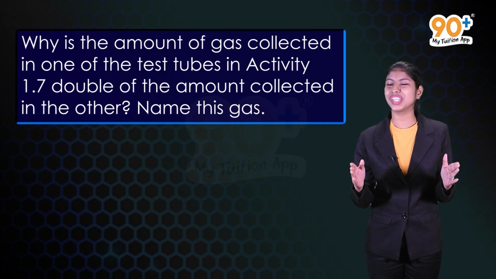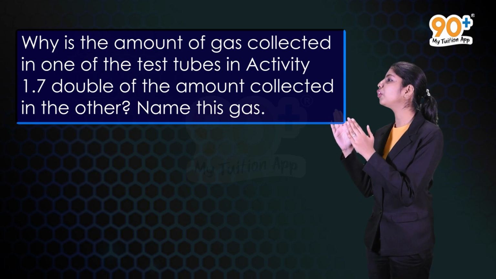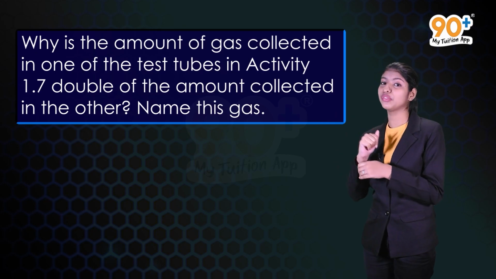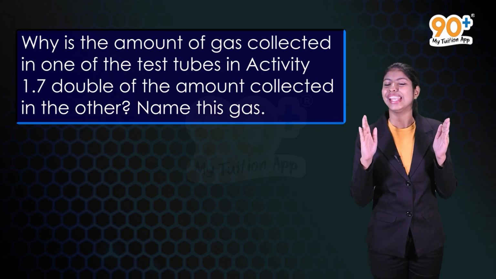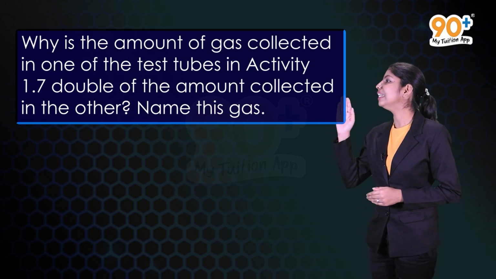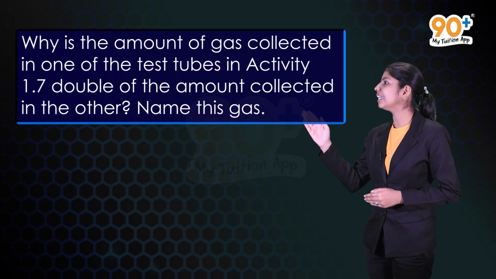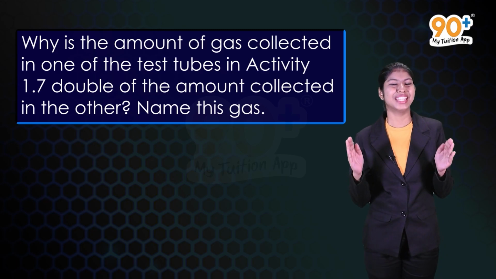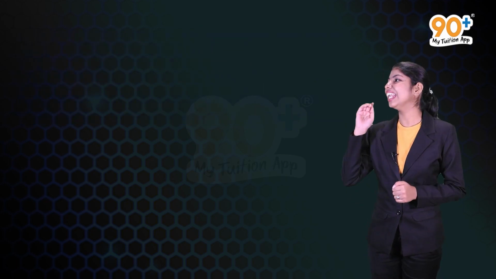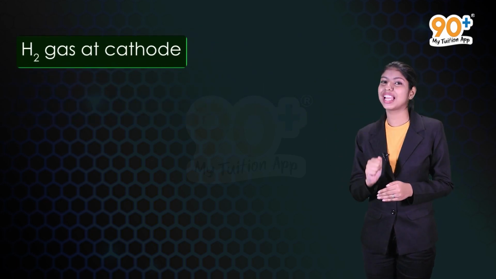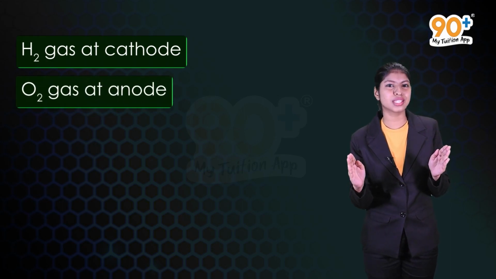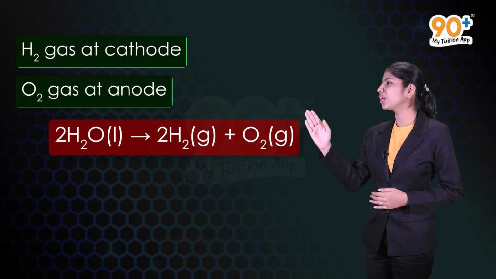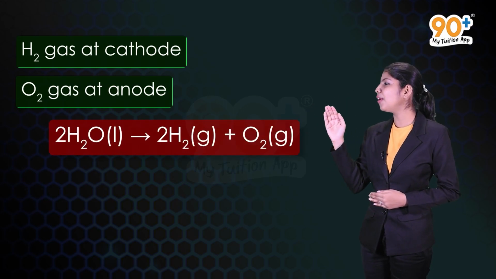The second question is, why is the amount of gas collected in one of the test tubes in activity 1.7, that is electrolysis of water, double the amount collected in the other? And name the gas. The answer is water is electrolyzed to give hydrogen gas at the cathode and oxygen gas at the anode. And the reaction is 2H2O gives 2H2 plus O2.